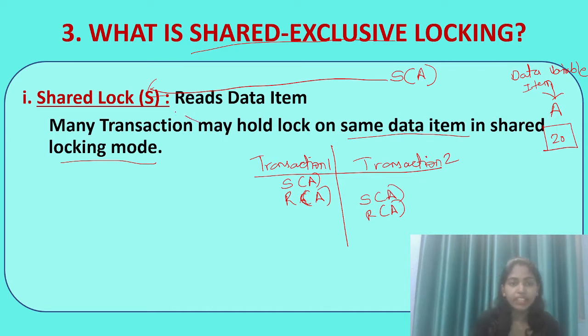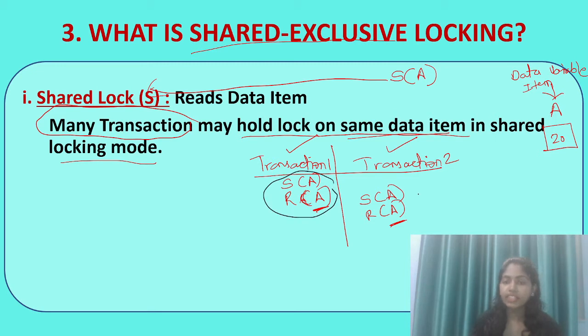So many transactions, in my case two transactions, transaction 1 and transaction 2, may hold a lock on the same data item. They are holding the shared lock on the same data item, that is data item A. You can see transaction 1 is holding a shared lock on data item A, and transaction 2 is also holding the shared lock on data item A. So many transactions may hold a lock on the same data item in shared locking mode.